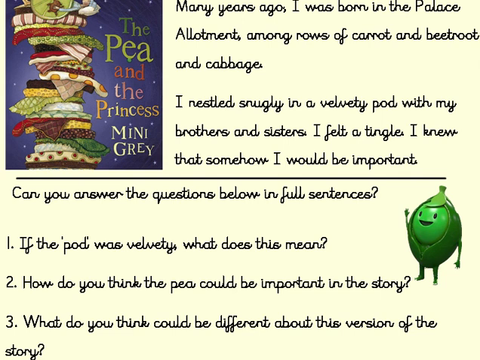And finally, question 3, what do you think could be different about this version of the story if it's told from the pea's perspective? What might happen that's different in this version from the original version? Okay, I want you to have a go today, like you did yesterday, at answering in full sentences with capital letters and full stops at the end. Really challenge yourself to try and join your sentences and link ideas with using and, but, so, or because.